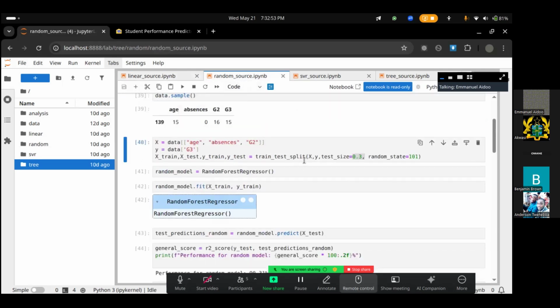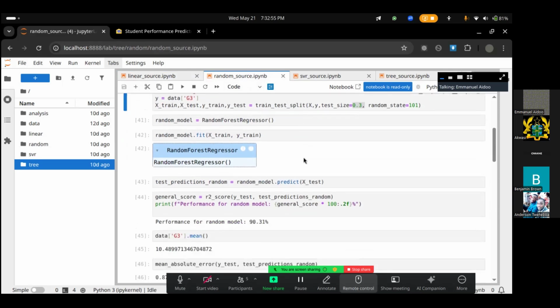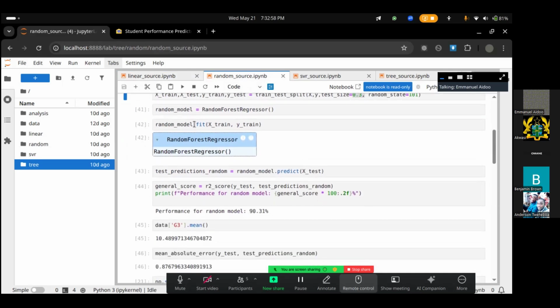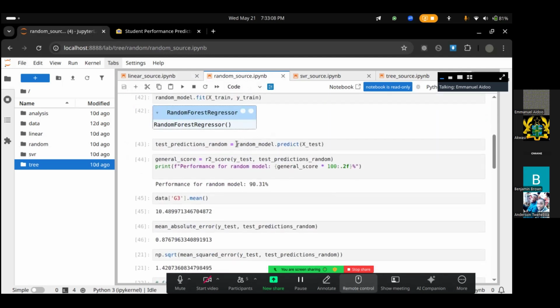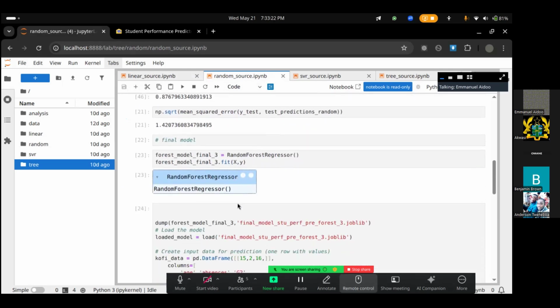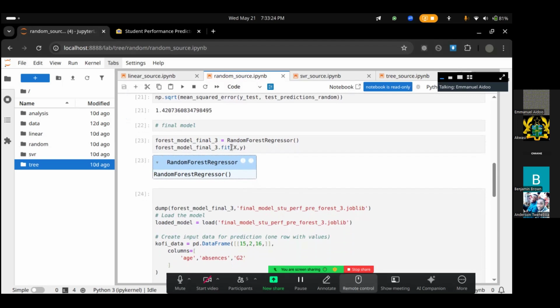We go ahead to split our data and then build the model. So this is the random forest regressor, and this is an instance of the random forest regressor. And then we go ahead to input the test so that it does the prediction, and then we do the calculation. So this is to calculate for the R score, which we had 90.31%. We go ahead and then fit X and Y. Now, after training everything, we just build the entire model. So this is the final forest regression model.